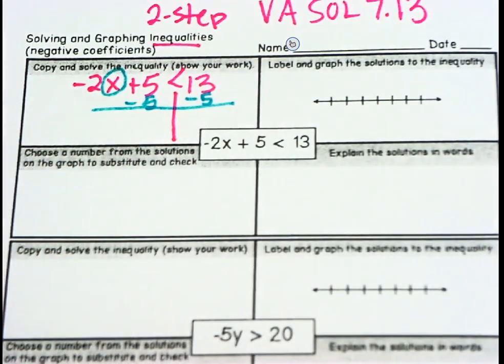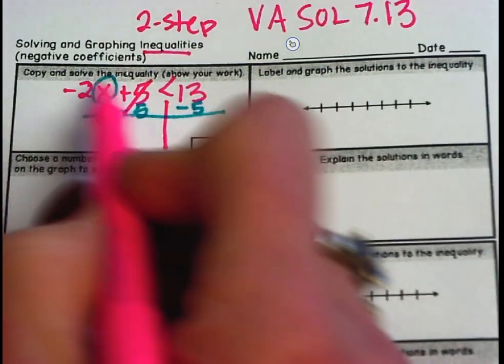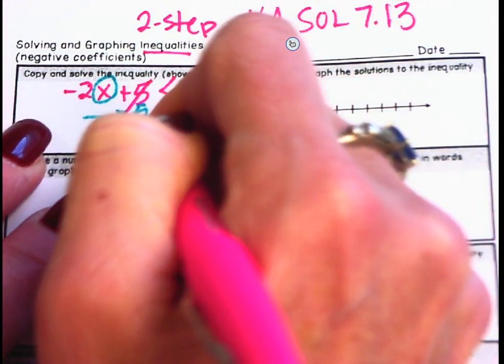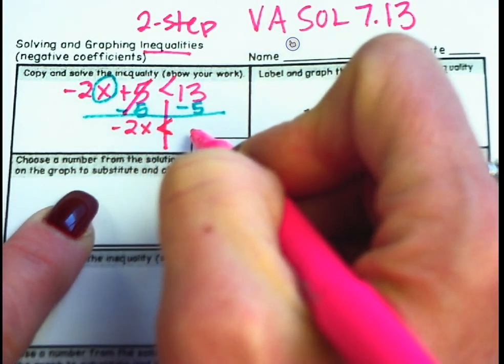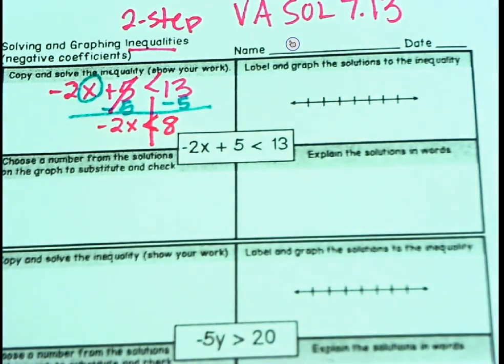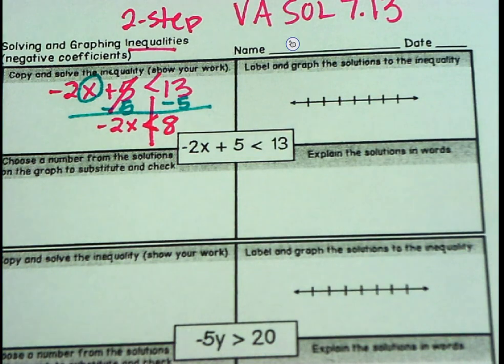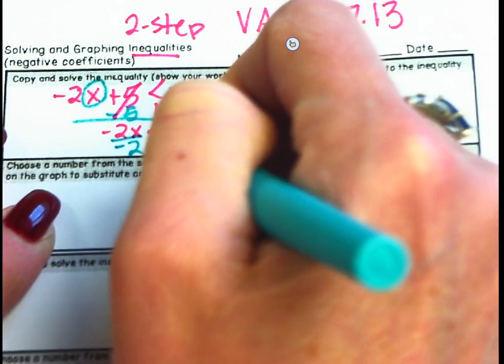When I subtract 5, this side cancels out. And then I'm going to bring down my negative 2x, bring down my inequality sign, and then 13 minus 5 is 8. Okay, so now I have a one-step inequality. But what do you notice about this inequality? What am I multiplying x by? A negative number. So how do I undo multiplying by a negative number? Dividing by a negative number. So I'm going to divide both sides by that negative number.